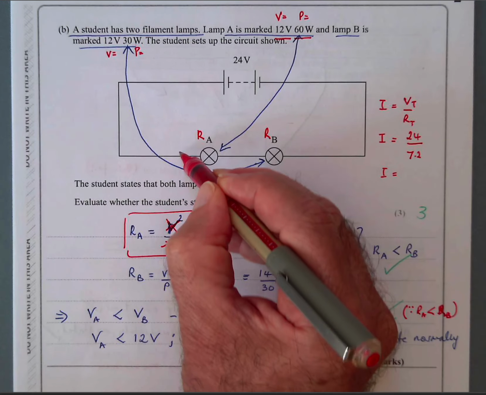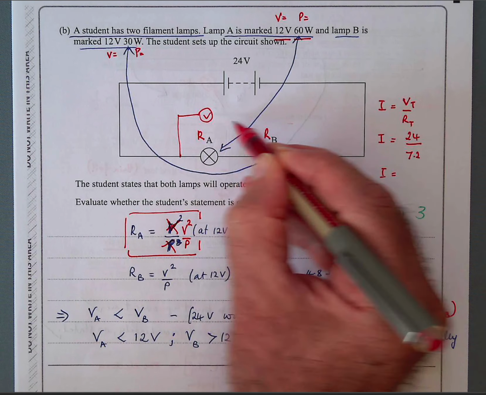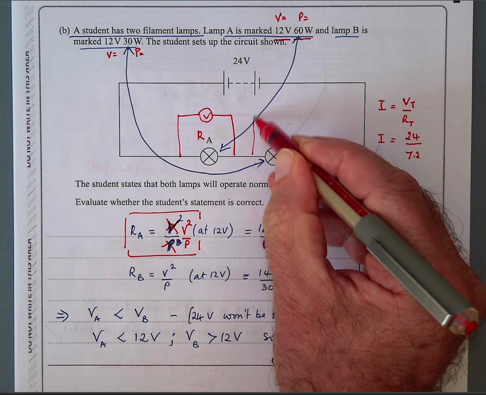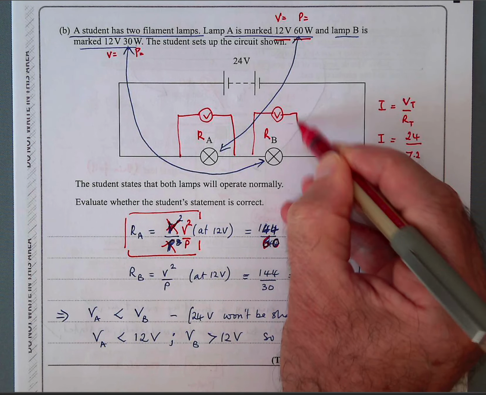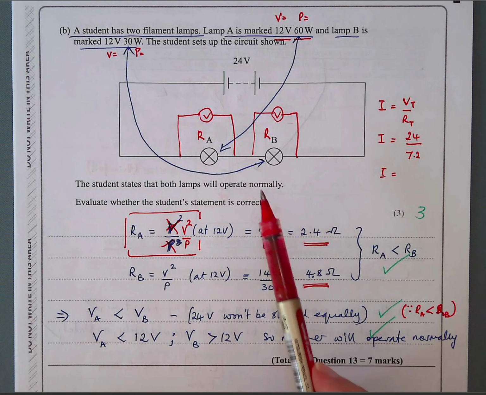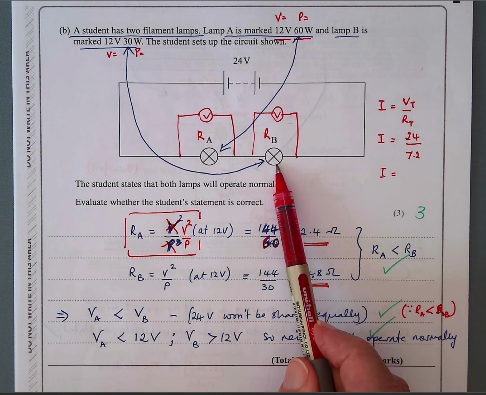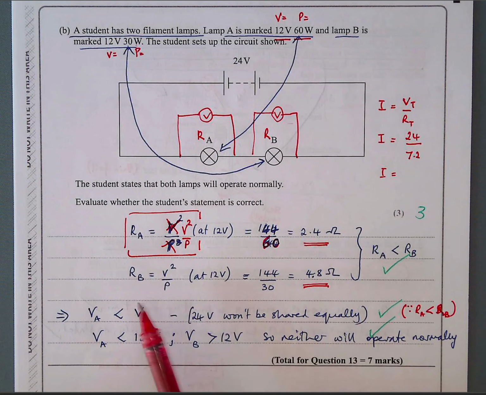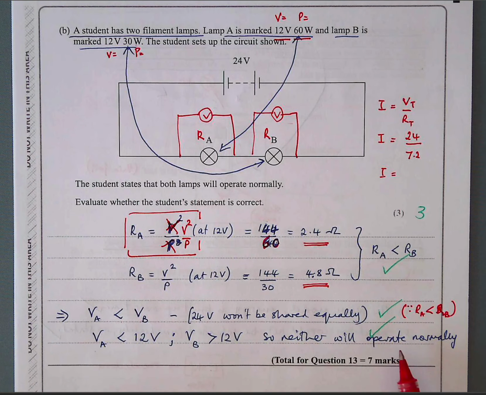So that means if you put a voltmeter across resistor A and a voltmeter across resistor B, they are not going to record the 24 volts divided equally between them. The one with the higher resistance, which is B, will get more of the 24 volts. So the voltage across A will be less than the voltage across B, and therefore the 24 volts will not be shared equally. The voltage across A will be less than 12 volts, and the voltage across B will be greater than 12 volts. So neither will operate normally.